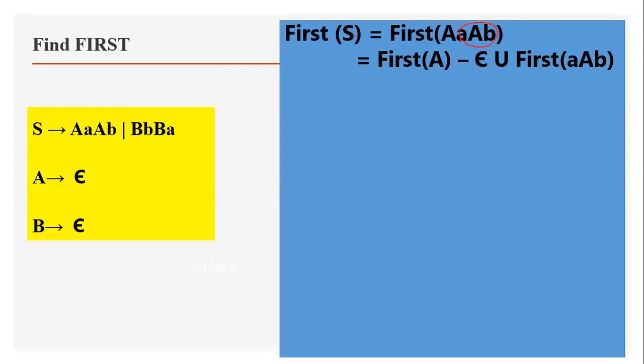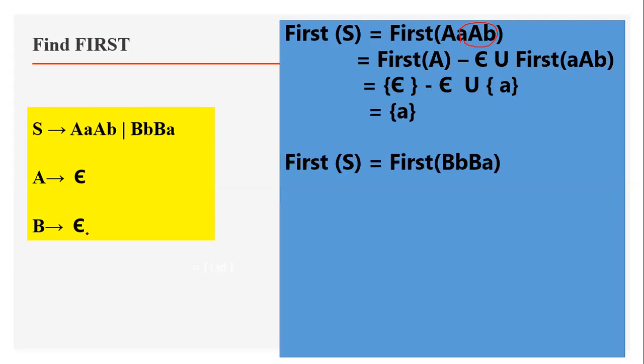Now, what is first of A? First of A is epsilon. First of B is also epsilon, is it not? So first of A is epsilon minus epsilon union first of AB. First of AB is A. So epsilon and epsilon cancel. The answer is A.